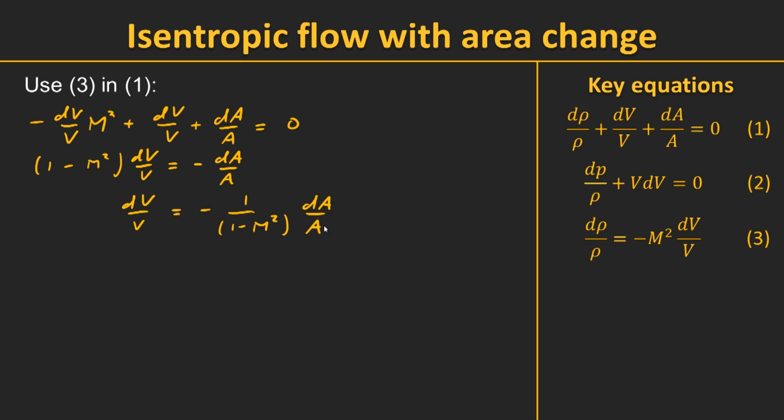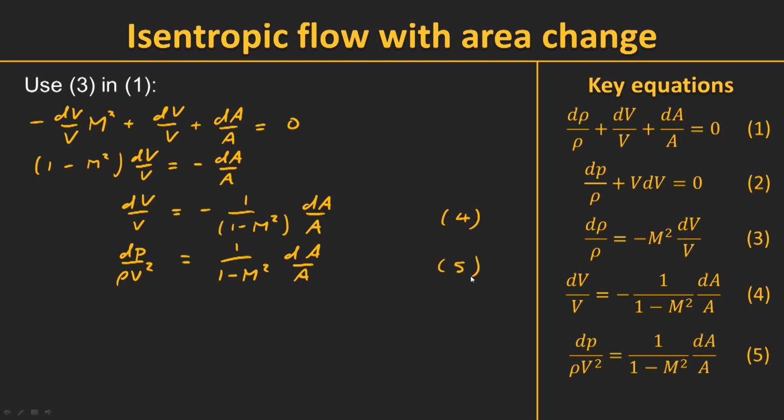So now we've achieved our objective. We found out how one of the variables changes by itself as the area changes. We can also combine this result, which we'll label equation 4, with equation 2 in order to determine how the pressure changes. So if we do this, what we end up with is dp on ρv squared is equal to 1 on 1 minus M squared dA on A, which we're going to label equation 5. So these are both really significant results and really what we've been after for the whole analysis.